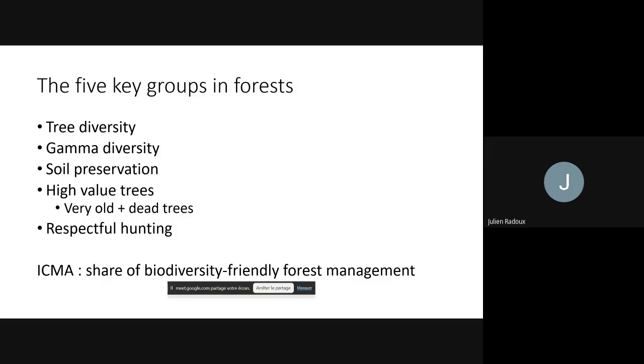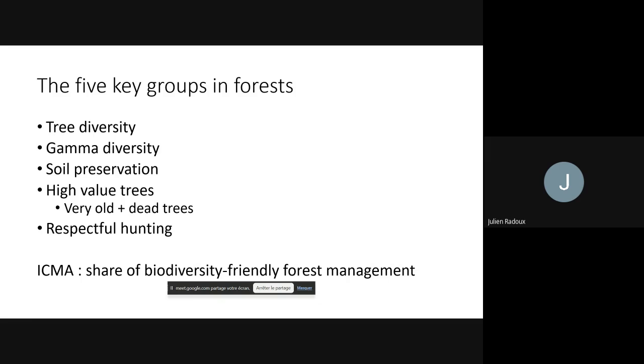Then we have the soil preservation. We mentioned several times the fact that it's important, especially when the soil is quite poor, to keep carbon there, and so to leave the branches after exploitation and so on. But there are also good practices in areas where the soil can be wet: not to go with big machinery that would compact the soil, avoid drainage in the forest that are near the river and so on. So those are all things that help to preserve the soil quality.